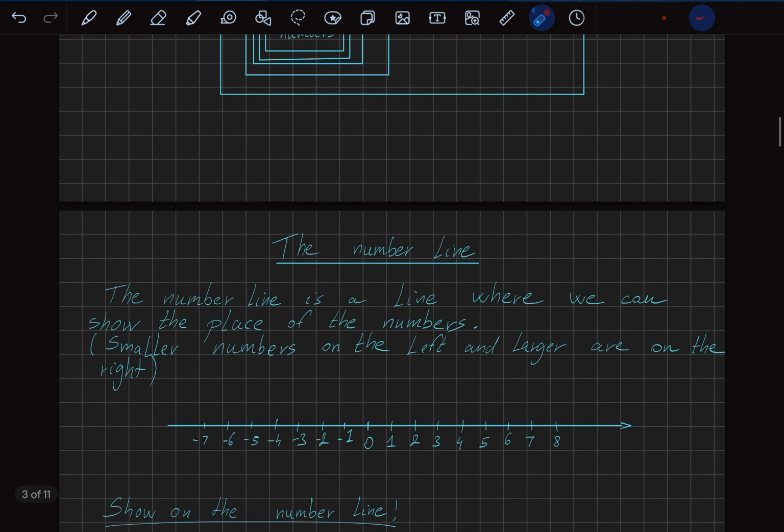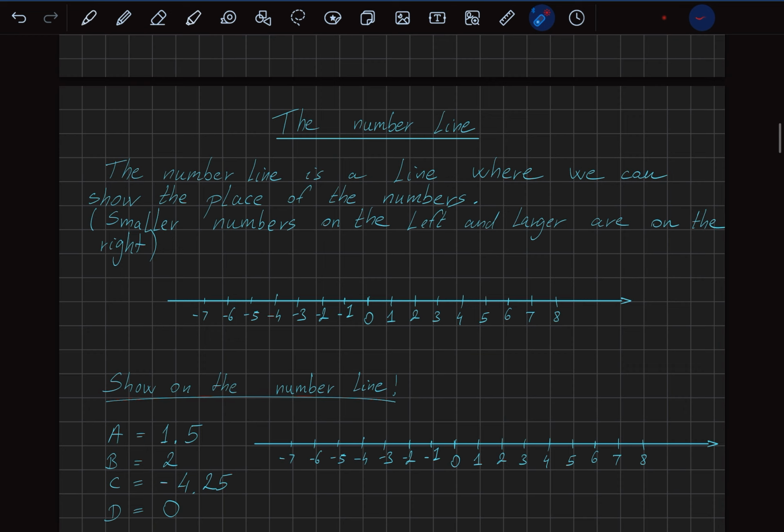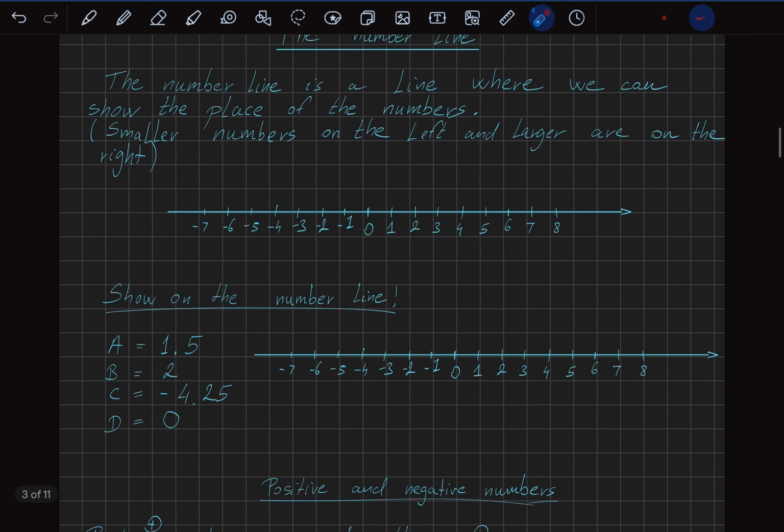Okay, next part, the number line. The number line is a line where we can place the numbers, and we can show the place of the numbers. Smaller numbers on the left side and larger on the right. So negatives here and positives here. The 0 is not positive or negative.